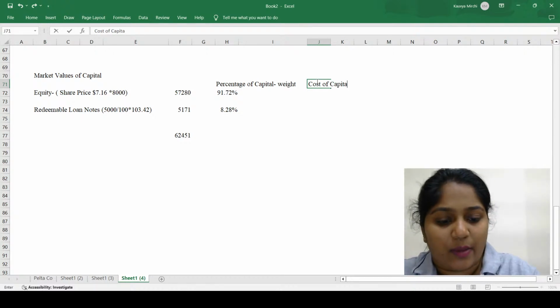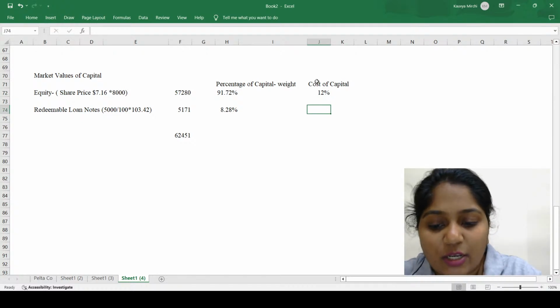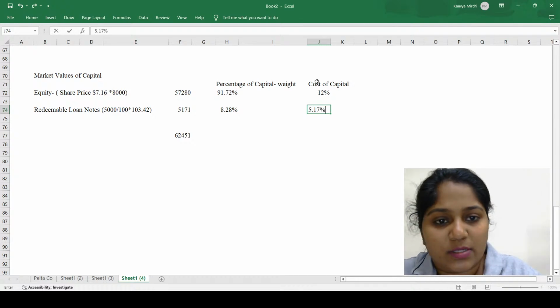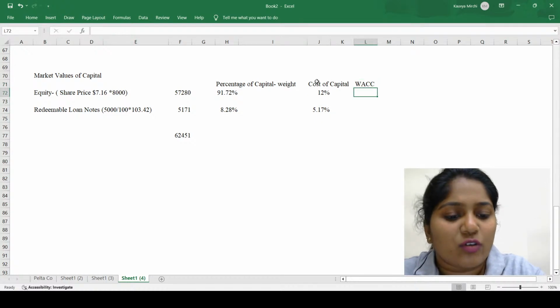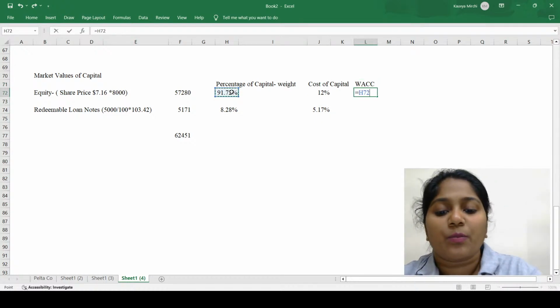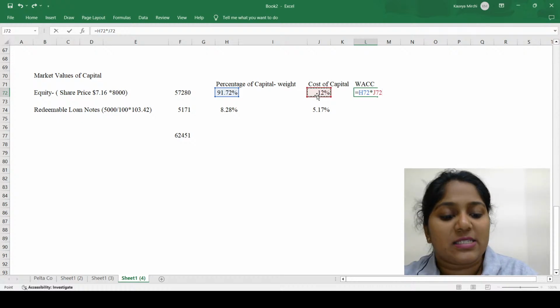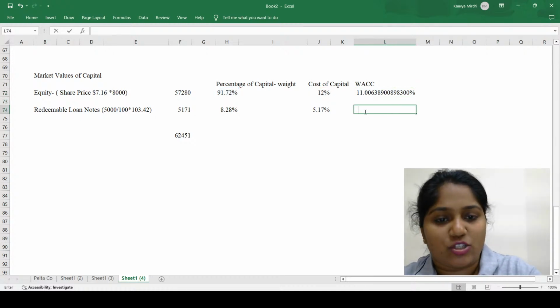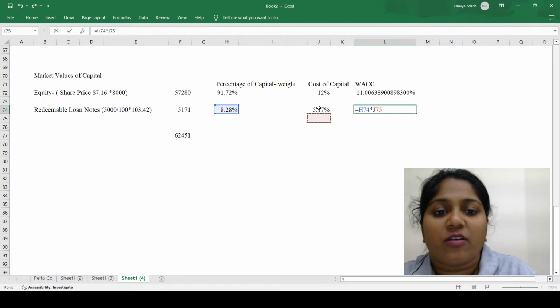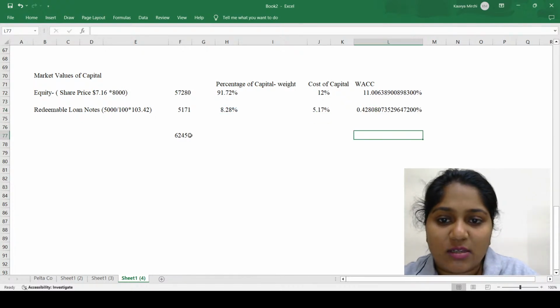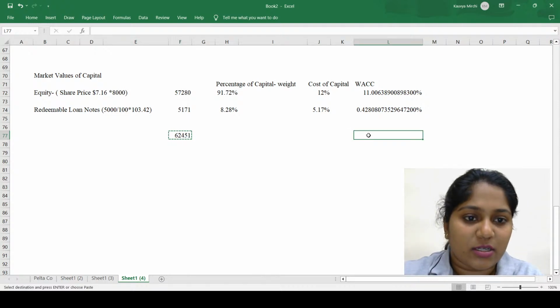Cost of each capital would be considered for calculation purpose. Here we already know it is 5.17 percentage. Now what is the weighted average cost of capital? WACC would be, all you have to do is multiply this. My 91.72 percentage of my capital has a cost of capital of 12 percentage, and my 8.2 percentage of my capital, my finance or my way mode of finance, has 5.17 percentage. If I have to consider the total weighted average cost of capital, it will be of how much?